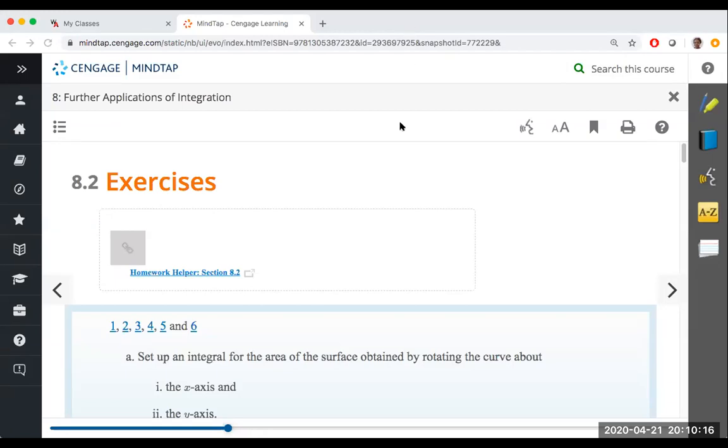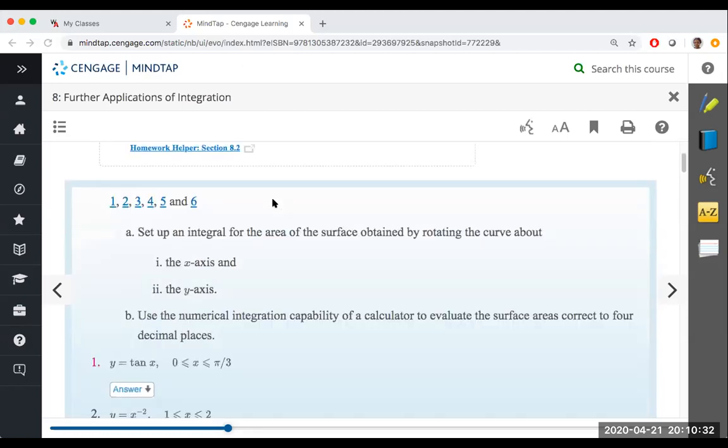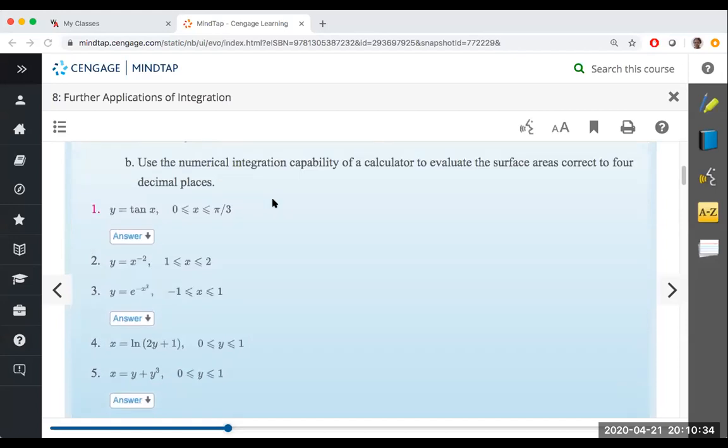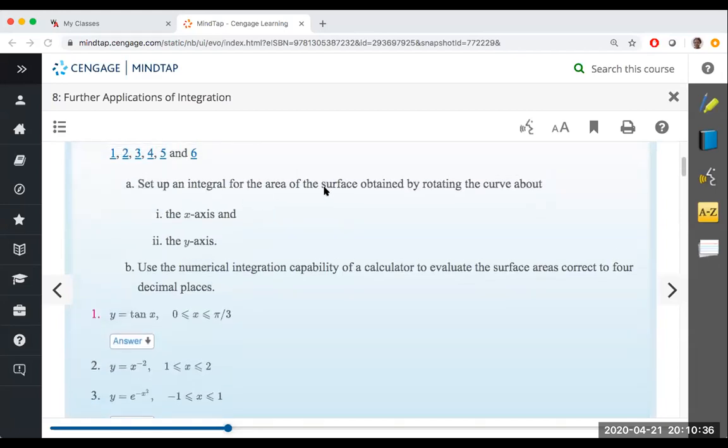Okay, so right now you guys should be seeing 8.2 on the screen. I'm going to cover 8.2 number 5 to begin, and then I'm going to cover 8.2 number 8. So 8.2 number 5, we are asked to set up an integral for the area of the surface obtained by rotating the curve about the x and y axes individually. And then we're going to use numerical integration.